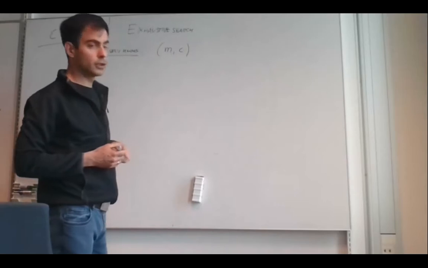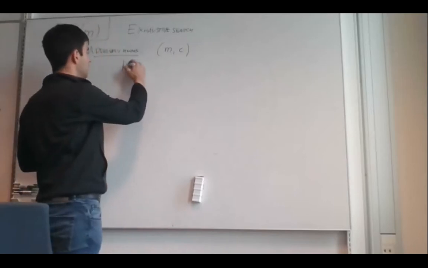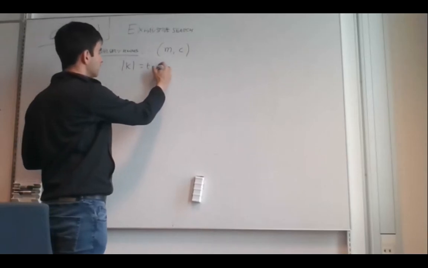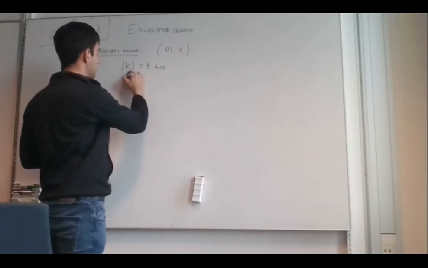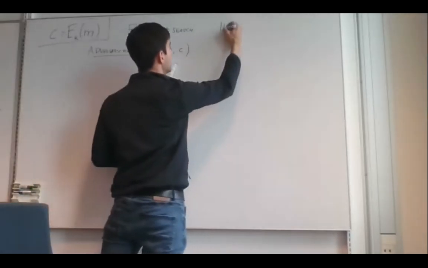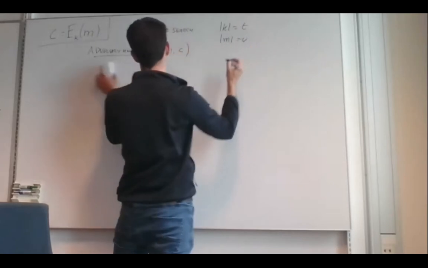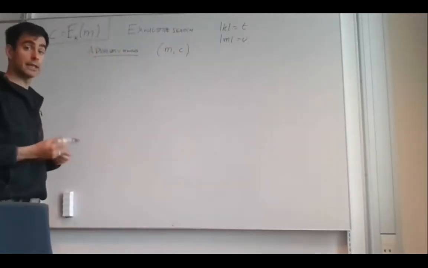So a little bit more of notation that I need here is that the key, like it was in the previous slide, the length of the key is T bits. And the length of the message is U bits. That's gonna help. So now I'm gonna write down how exhaustive search works.